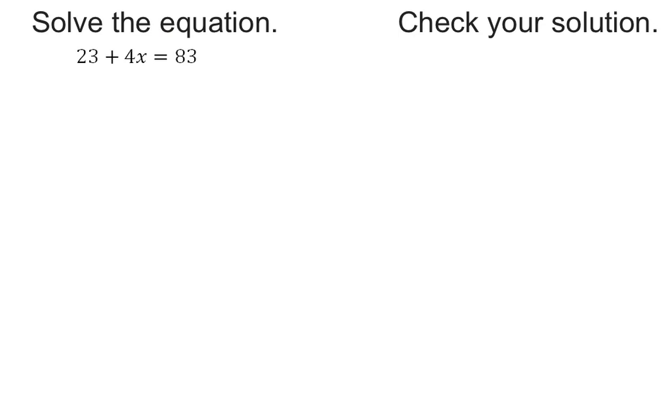Since the word solve means to isolate the variable using inverse operations, we need to undo all of the operations that are happening to the variable. In this problem, 4 is being multiplied to the variable, and 23 is being added to that term. When we undo these operations using inverse operations, that means we will need to divide by 4 and subtract 23.